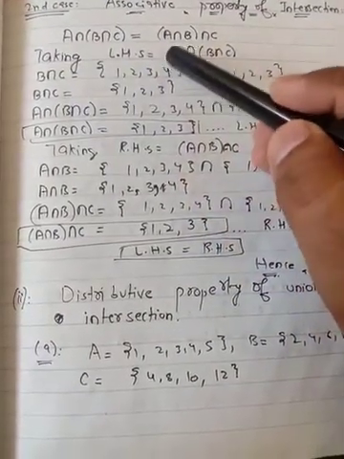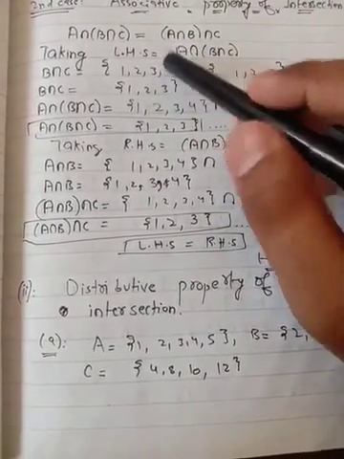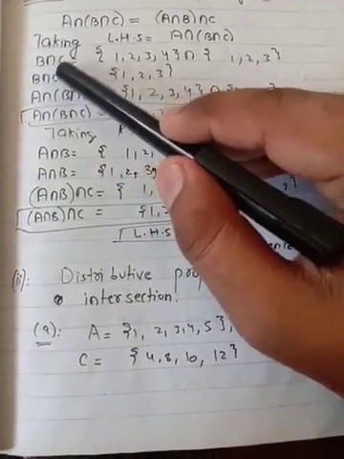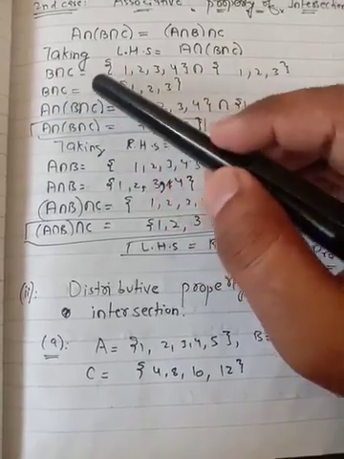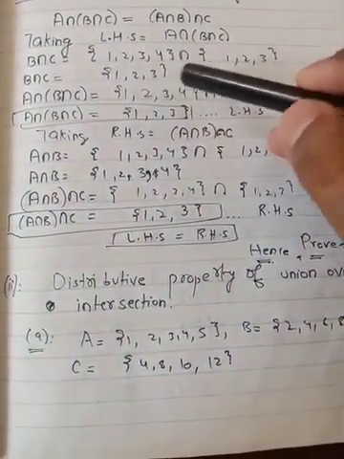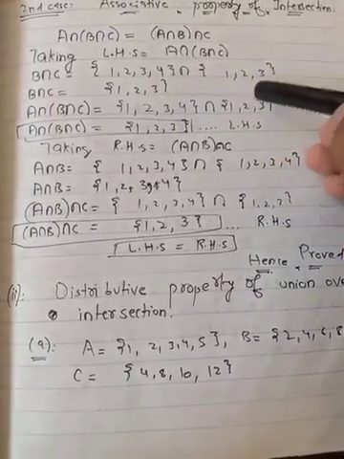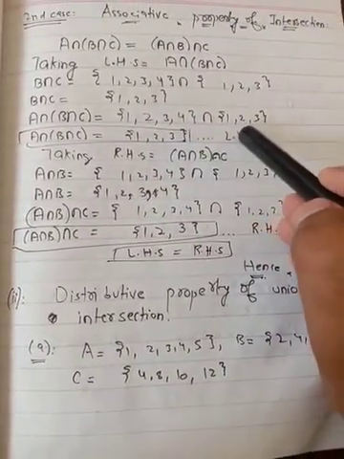B is 1, 2, 3, 4. C is 1, 2, 3. The intersection of both sets will be 1, 2, 3. This is the intersection of B and C. Now we will find again the intersection with the A set. The intersection of A with B intersection C is 1, 2, 3, because A set is 1, 2, 3, 4 and B intersection C set is 1, 2, 3. This is our answer of the left hand side.